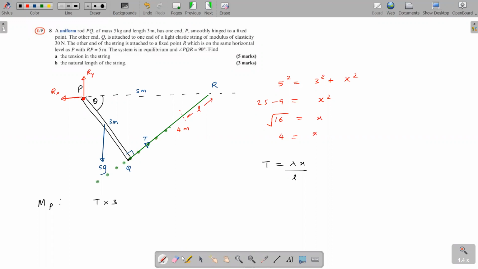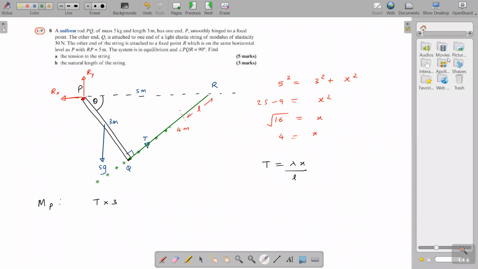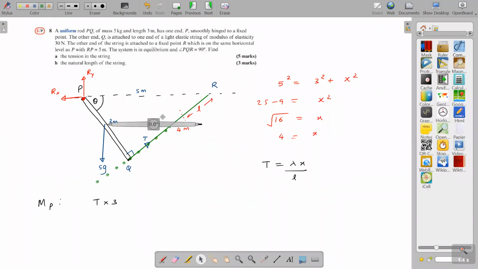Is it a clockwise moment or an anti-clockwise moment? Keeping the point at P, you can see this is pulling which way? When you pull along the direction of T, what kind of moment are we creating? We are creating an anti-clockwise moment. You can choose a positive direction. If I choose clockwise as positive, T times 3 will be an anti-clockwise moment, therefore it will be negative.